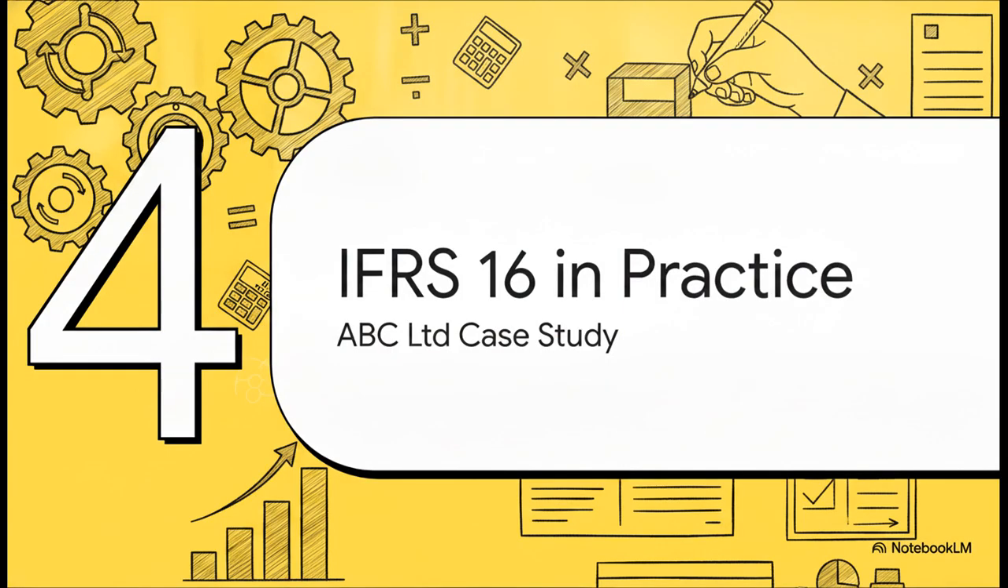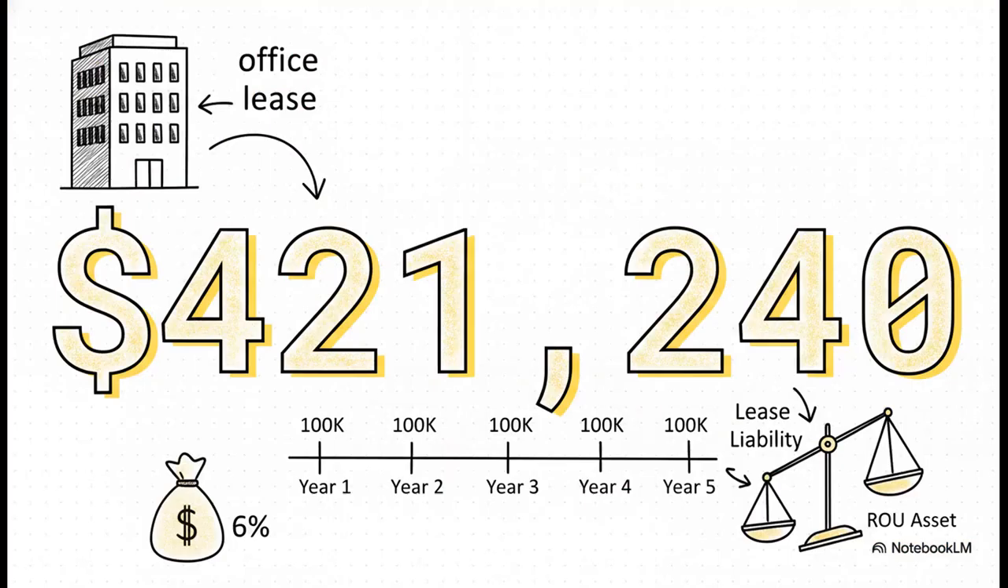Section 4, IFRS 16 in practice, using our ABC Limited case study. So imagine our fictional company, ABC Ltd, is leasing an office for 5 years. They're paying $100,000 annually at the end of each year, and their discount rate is 6%. Now, basic math tells us 5 times $100,000 is $500,000, right? But since those payments happen over 5 years into the future, we have to calculate their present value. Because as we know, money today is worth more than money tomorrow.